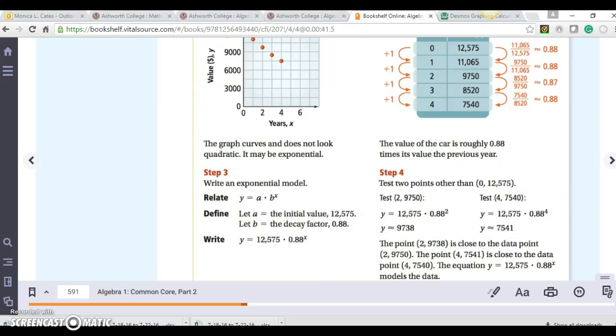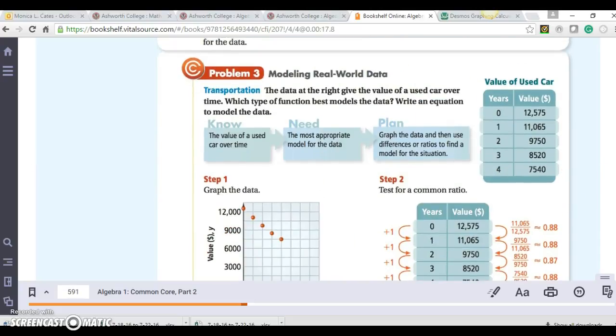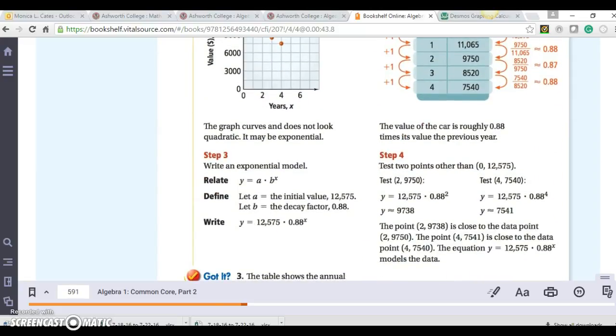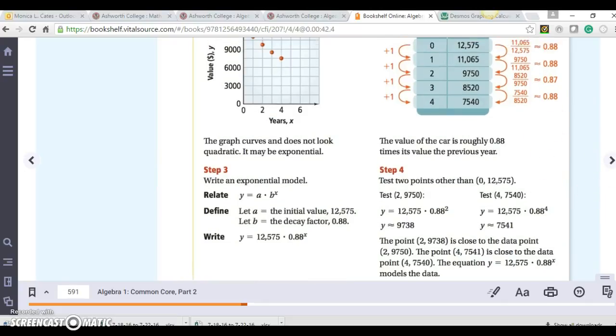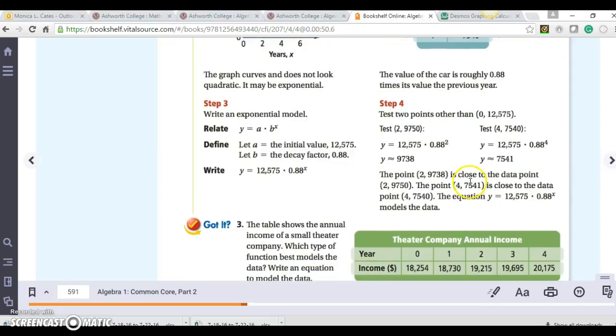And then, okay, so that was it. So now there's testing. So they're testing 2 points. They tested 2 and 9,750, and they tested 4 and 7,540, and they just plugged into the equation that they have, and they got about the point that they want it to be. So this is really close to 7,540, and this is really close to 9,750. So that makes this equation pretty accurate. So let's look at guided 3 to see if we can do it on our own.